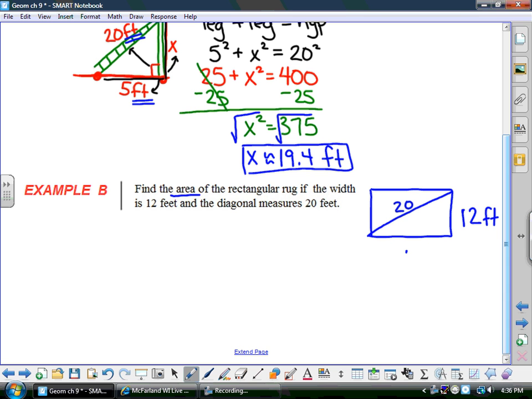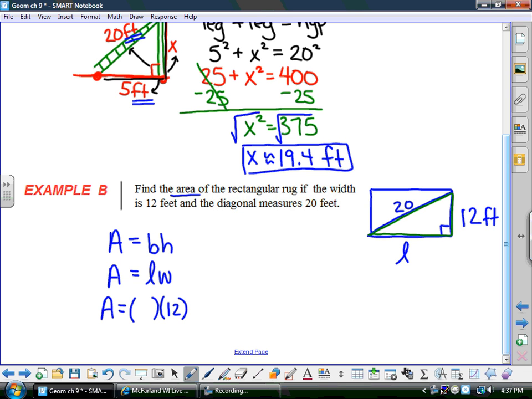Find the area of the rug. So for my final answer, I'm going to be looking for the area of the rectangle. We can remember from the last chapter that the area equals base times height, and we said that base and height and length and width are all sort of the same. I know the width of the rug is 12, but I need to figure out what the length is, or what the base is, depending on how you call it. I need to know how long that side is. Since rectangles have 90 degrees, that diagonal forms a right triangle, so we can use the Pythagorean theorem to figure out the length.